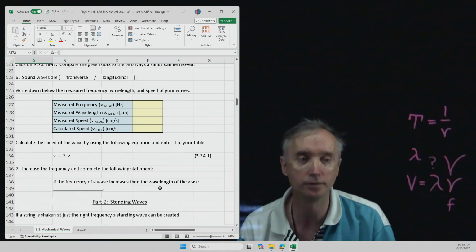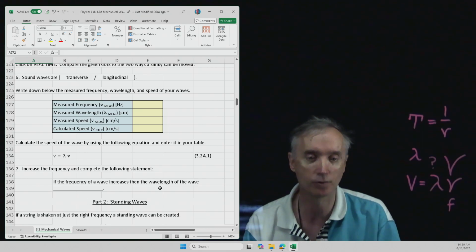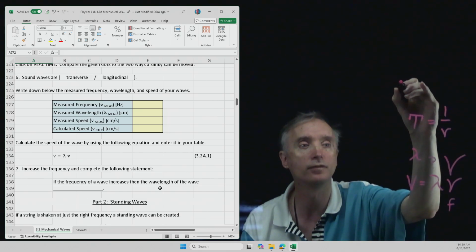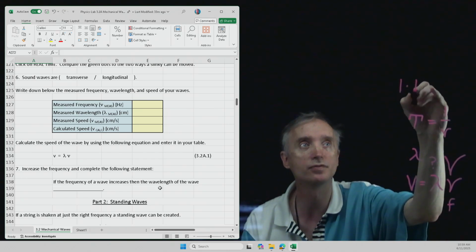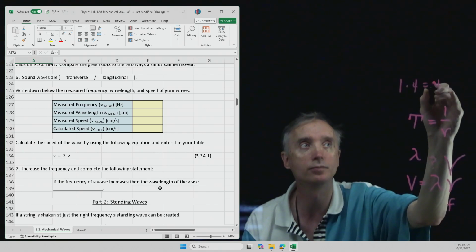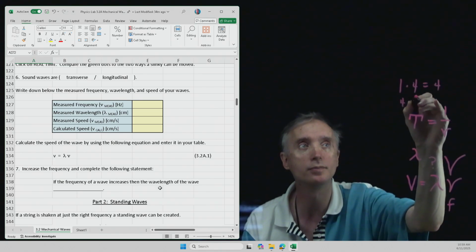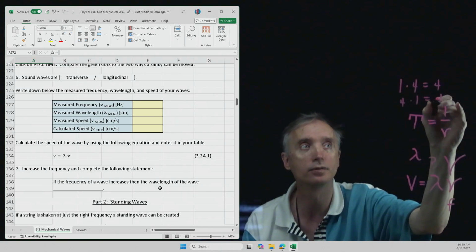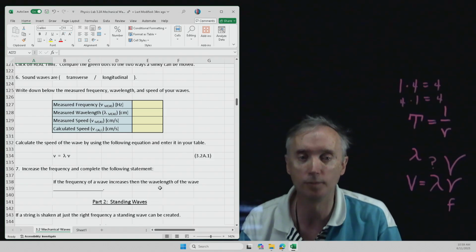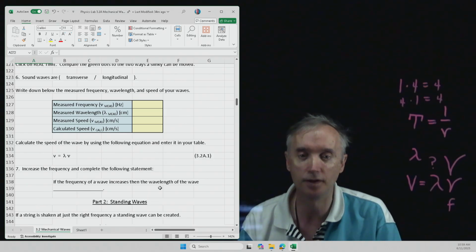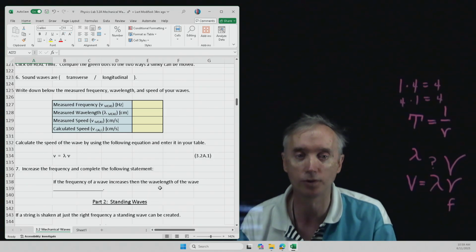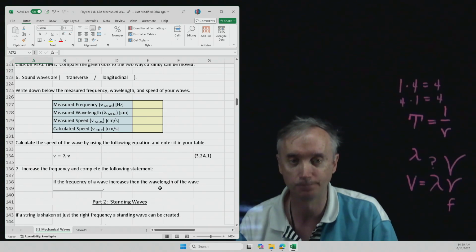So the frequency here is going to get larger, and the question is, what does this thing do in order to compensate? Okay, and so remember that, for example, 1 times 4 is equal to 4, but 4 times 1 is equal to 4. So do you see that if one number gets big, then the other number does something in order to compensate?